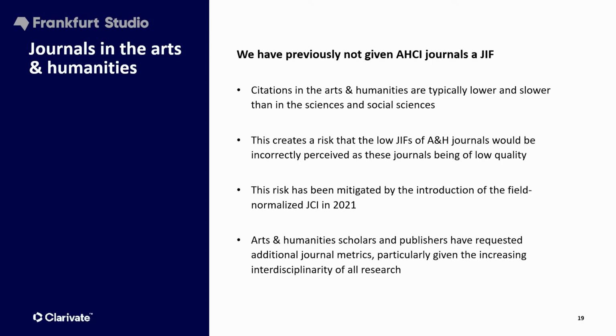And so we felt this created a risk that this low GIF would be incorrectly perceived as these journals being of low quality. Now, this risk has been mitigated last year when we released the field normalized JCI, because now it is possible to use a JCI to compare arts and humanities journals with science and social science journals in a way that's fair. And also, we regularly get requests by scholars and publishers in the arts and humanities for additional metrics, especially given the increasing amount of interdisciplinary research.